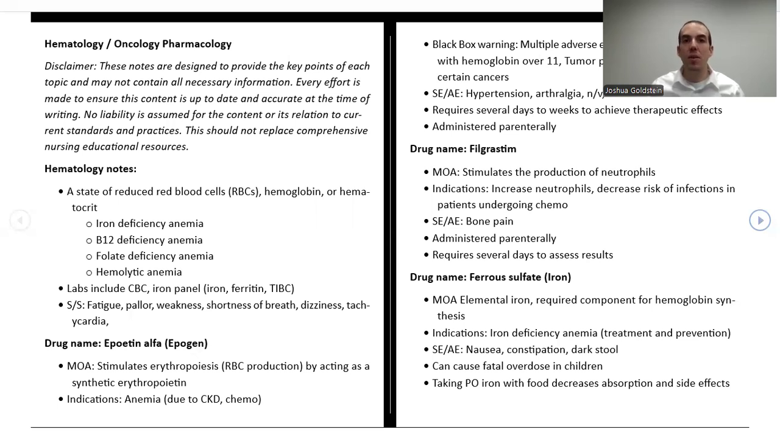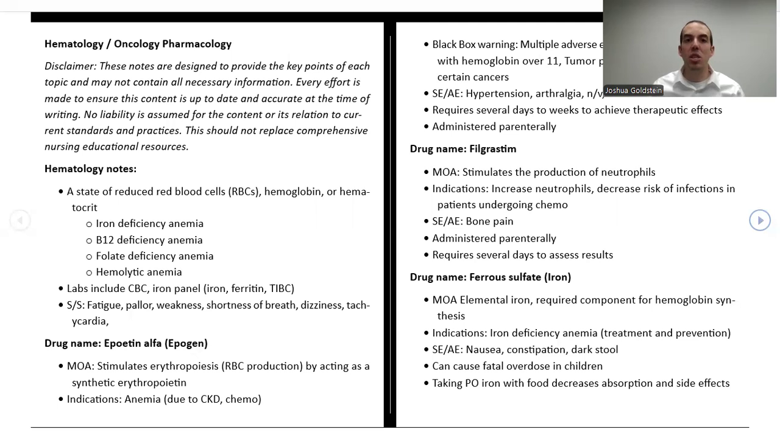The labs that we're going to be talking about when we talk about hematology is going to be CBC, a complete blood count. That's going to have your white blood cell, your red blood cell, your hemoglobin, your hematocrit, an iron panel. That's going to have your iron, your ferritin, your TIBC. We can also check a B12 level. We could check a folate level, things like that.